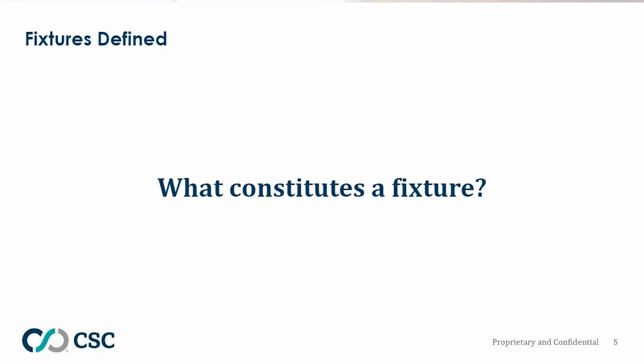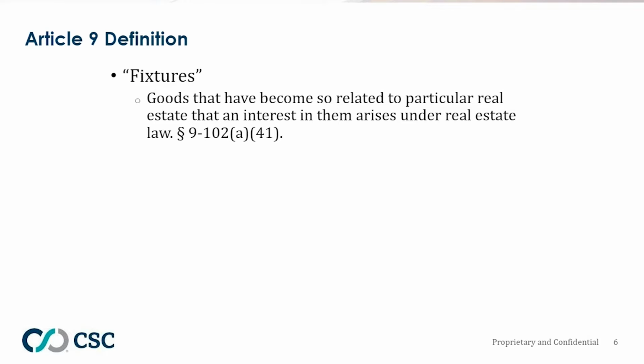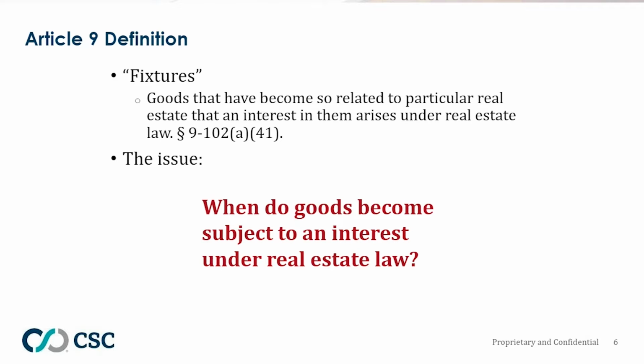Well, let's go on and talk about what constitutes a fixture, because we're talking about security interests in fixtures. Obviously, we need to figure out what a fixture is. So what is a fixture? Well, there's a definition in Article 9, and fixtures are goods that either have been or will become so integrated into particular real estate that an interest arises under real estate law. Well, that's all well and good. The issue, though, is really when do the goods become subject to an interest under real estate law? Well, that is the big gray area.